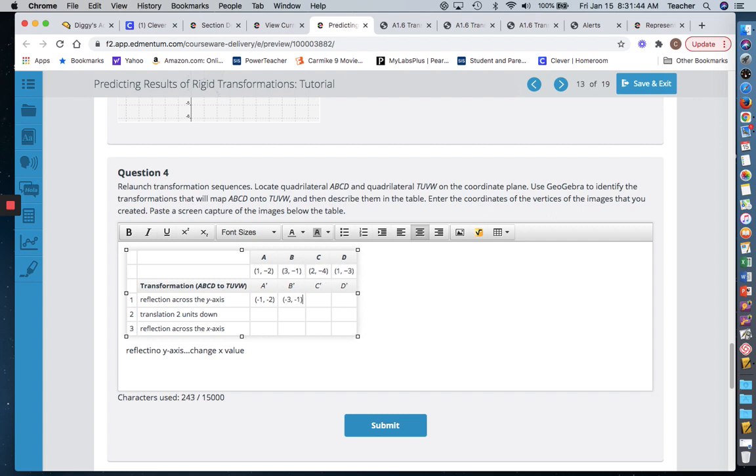-3, -1. -2, -4. And 1 becomes -1, -3 stays.